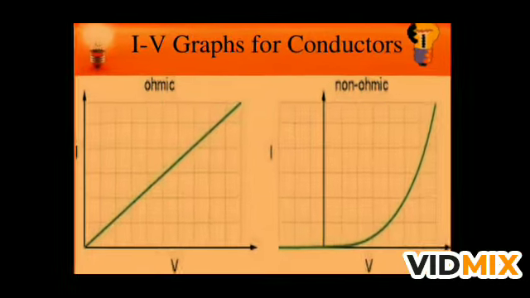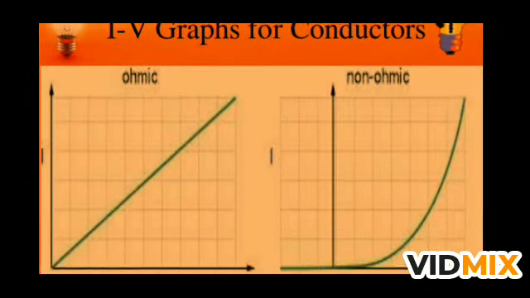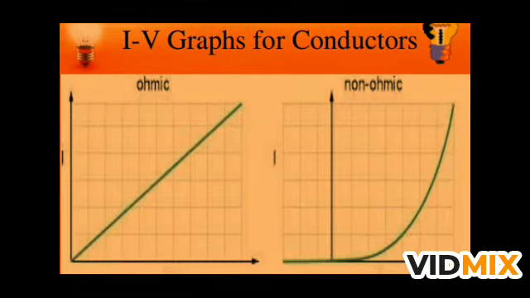So if you draw the graph between current and potential difference for the conductor, if you find a straight line, that conductor is following Ohm's law because I is proportional to V, and if the graph is not a straight line, it is a curve anywhere, so it is a non-ohmic conductor. So by drawing the graph, we can distinguish the two types of conductors, ohmic and non-ohmic. In ohmic we get a straight line, and in non-ohmic we get a curve.